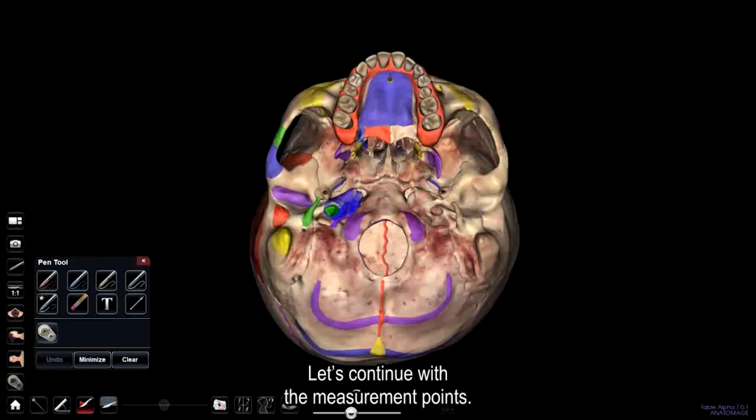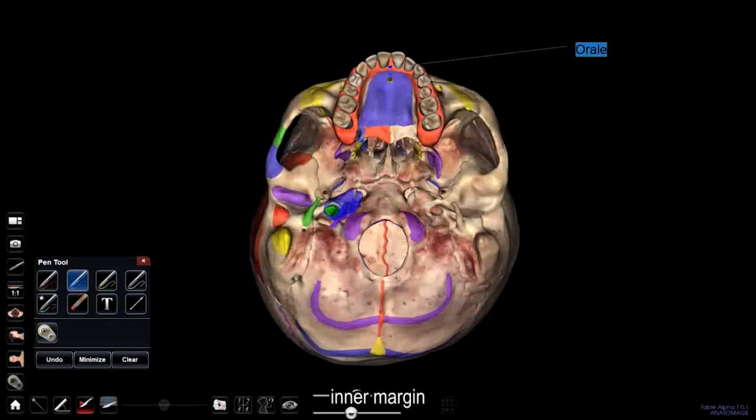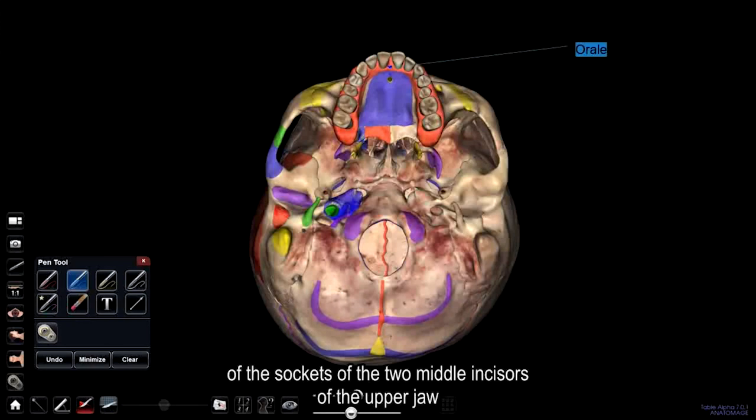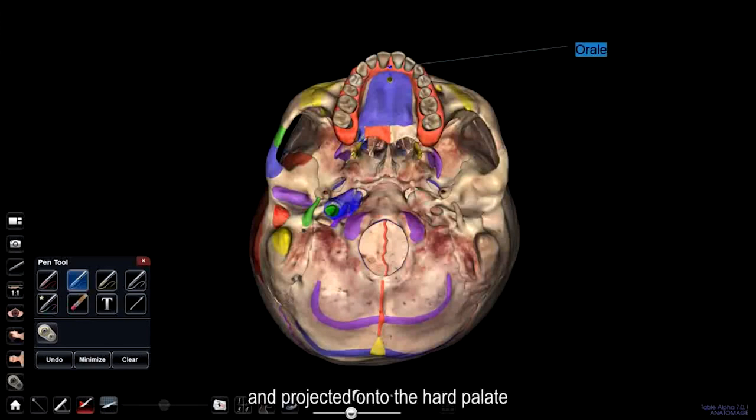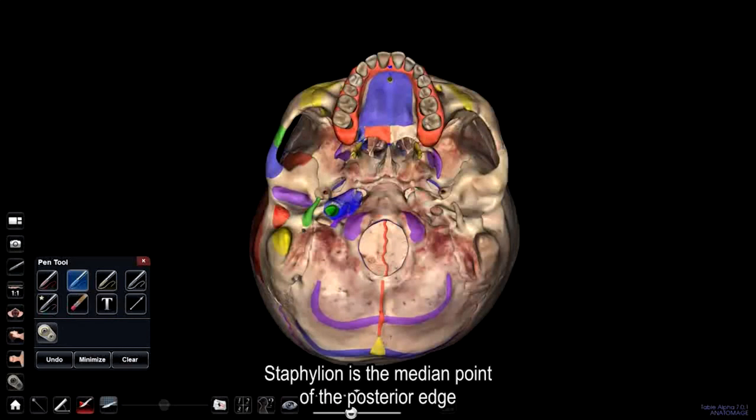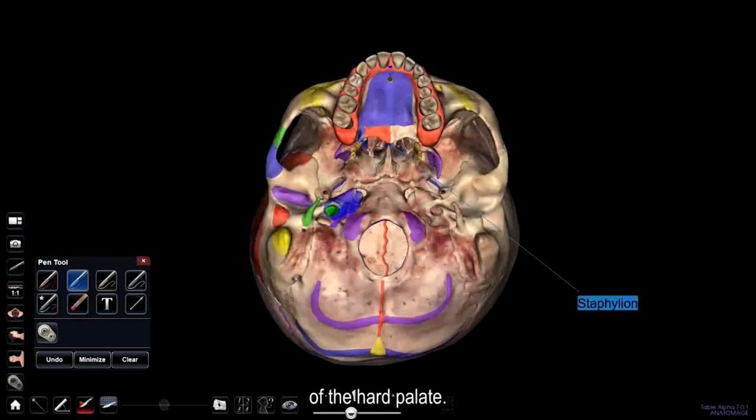Let's continue with the measurement points. Orale is the point where a line is drawn tangent to the inner margin of the sockets of the two middle incisors of the upper jaw and projected onto the hard palate, intersecting the mid-sagittal plane. Staphylion is the median point of the posterior edge of the hard palate.